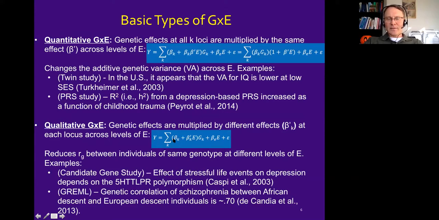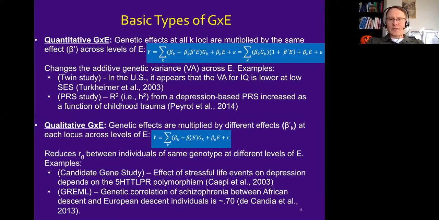So that's the plus some effect that's going to change across the different alleles. And what this does is, for a polygenic model, it will reduce the genetic correlation between individuals of the same genotype at different levels of E. There are a lot of examples of this. This is done a lot in candidate gene studies. This is a typical model done when people are looking at individual polymorphisms.